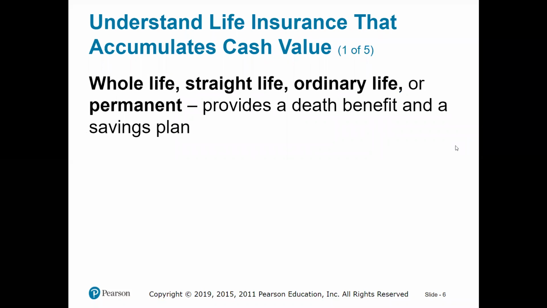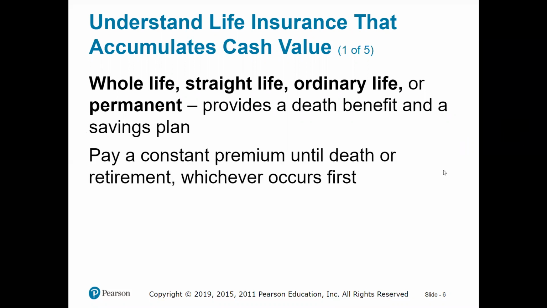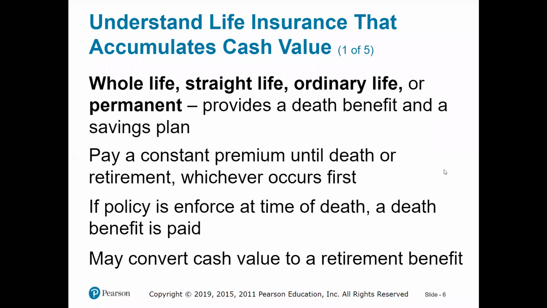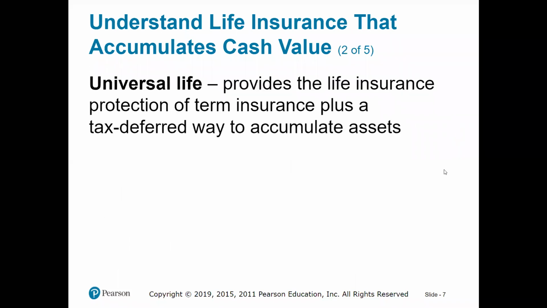Whole life, also called straight life, ordinary life, or permanent, provides a death benefit and a savings plan. You pay a consistent premium until death or retirement, whichever comes first. If the policy is in force at time of death, a death benefit is paid. You may convert cash value to a retirement benefit.